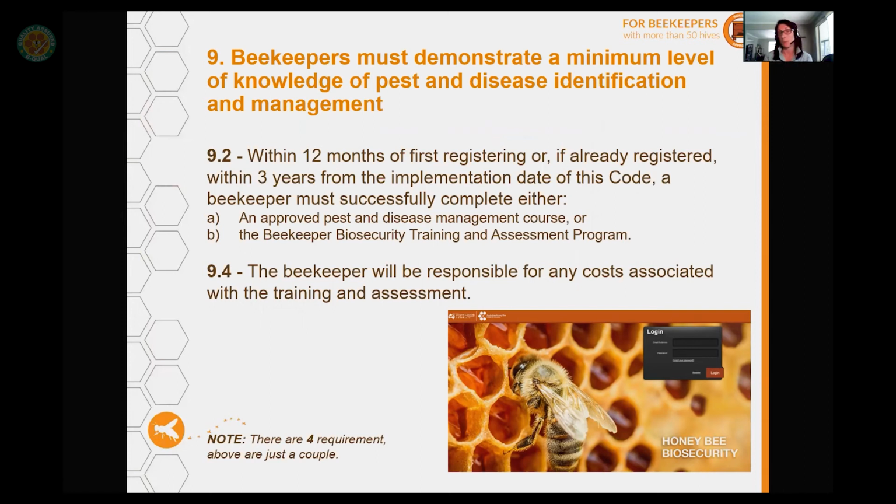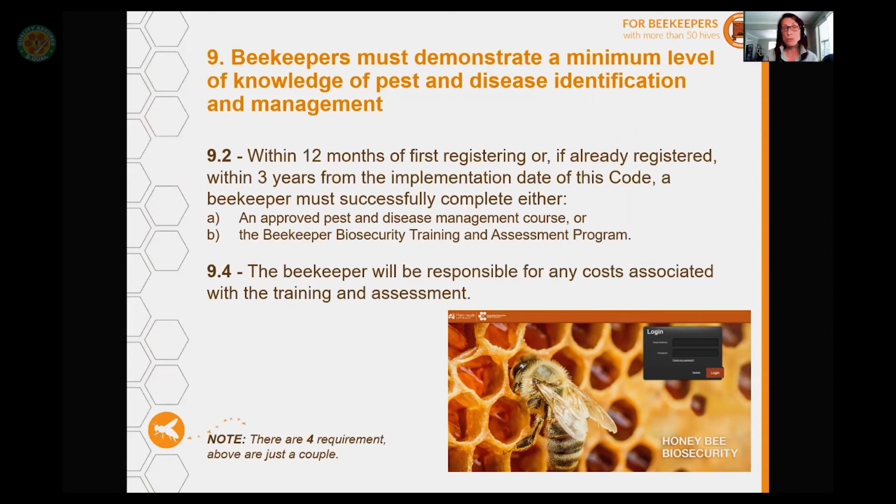Now, all people working with bees must know how to identify pests and diseases in their hive and must have an up-to-date knowledge on how to manage and detect pests and diseases. Now, this section of the code requires beekeepers who manage 50 or more hives to demonstrate that they have this knowledge by undertaking a formal assessment. And this assessment can be in the form of an online beekeeper biosecurity training and assessment program, or attending an approved training course on the management of pests and diseases.